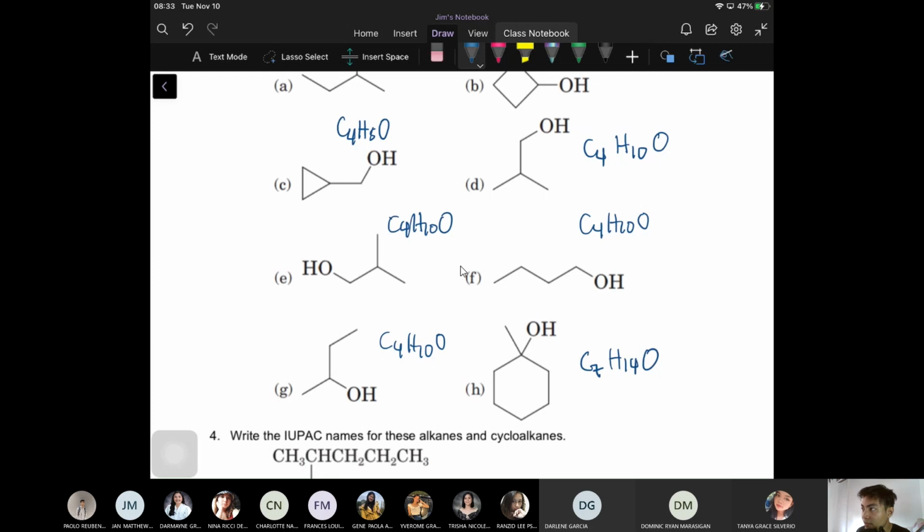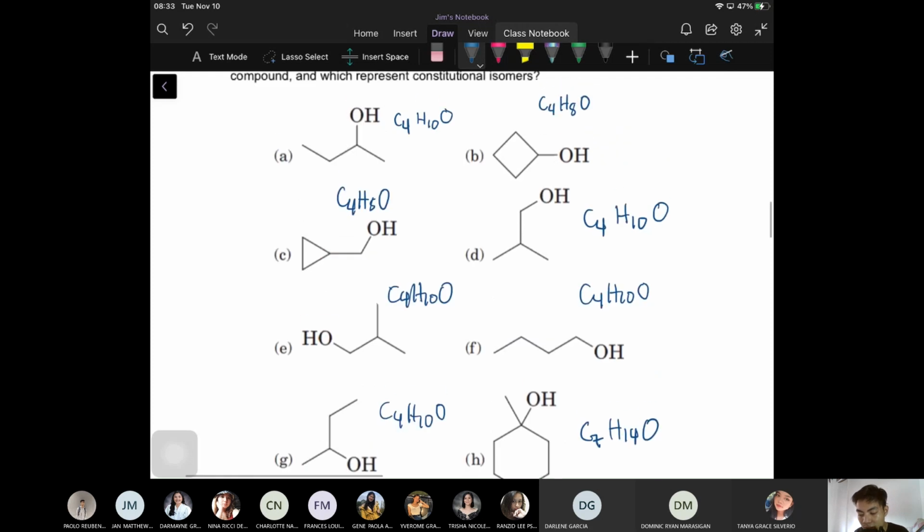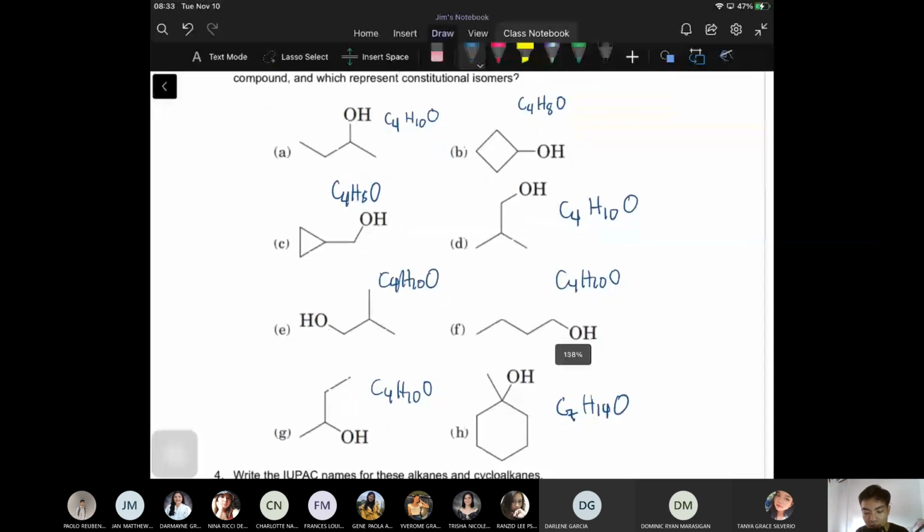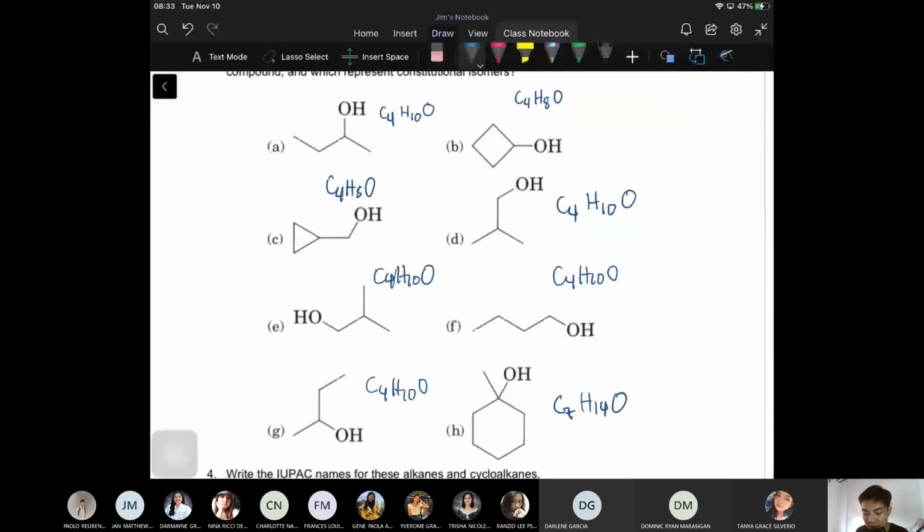No? So ngayon, sabi dito, hanapin daw natin yung same compound and yung isomers. Alam na natin yung kanilang molecular formula, so we can group them. Ipag-group natin yung C4H10 at yung C4H8. No? So itong dalawa yung C4H8. Ito yung mga C4H10.